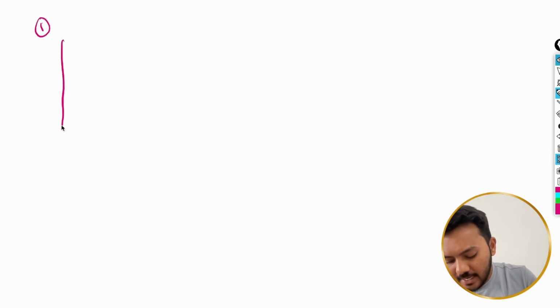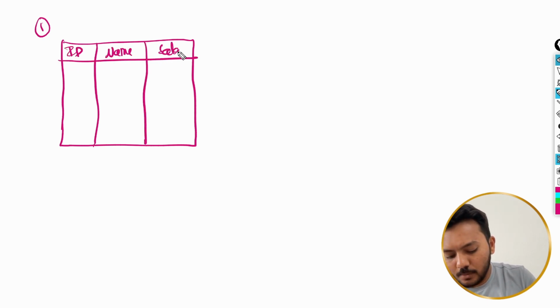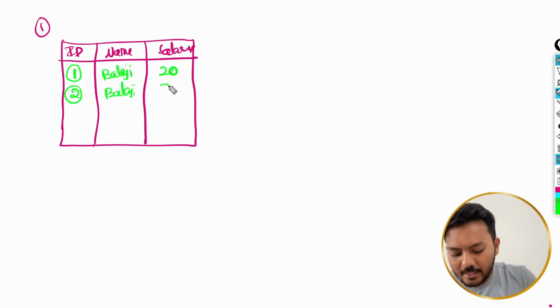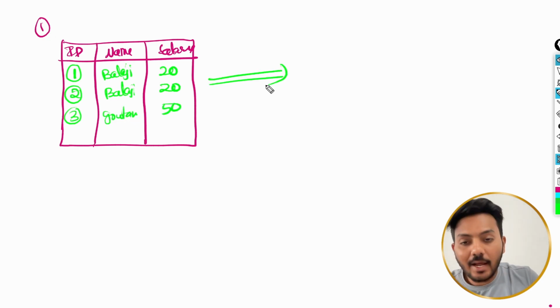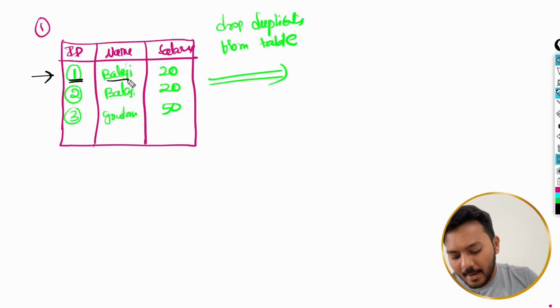Let's say I have this data set like this, and I have three columns: ID, name, and salary. Let's assume like this, and let's get the records. I have first record Balaji, and then salary as 20, and second I have Balaji and salary as 20, and third I have Gautam and salary as 50. If someone asks you to drop duplicates from your table, so if you look at this table, the first record you have ID as 1, Balaji and 20. In second record ID as 2, Balaji and 20.